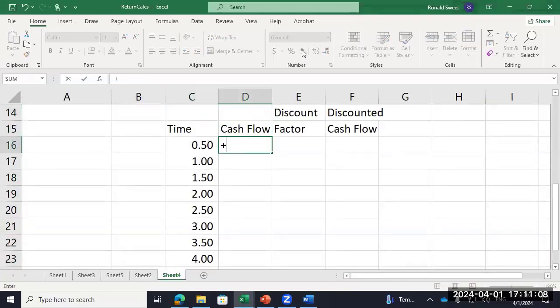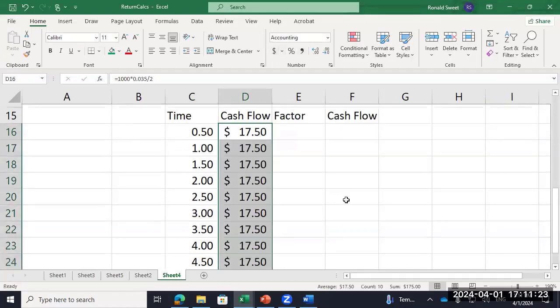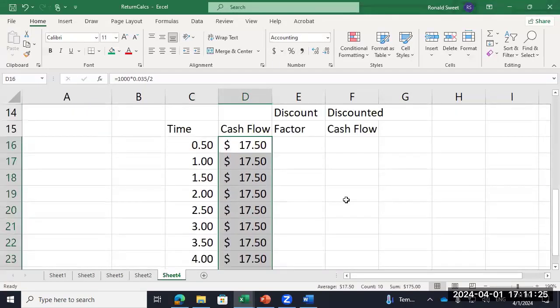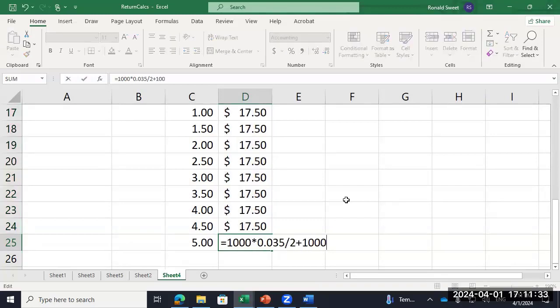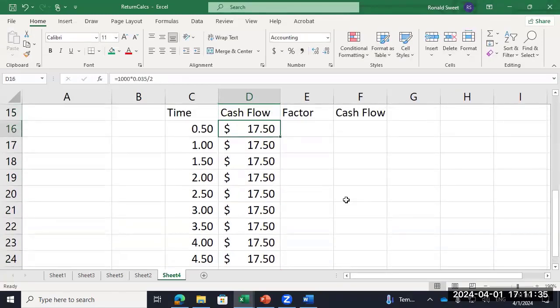What's your cash flow? $1,000 times 3.5% divided by 2. Everybody see that? Your cash flow is your $1,000 face times your 3.5% coupon divided by 2. Y'all remember doing this in 3013? Except for what? When does that change? When you get not $17.50 but $1,000 at the very end. How hard was that forecast to do? Pretty easy, right? A lot easier than forecasting the cash flow for an NVIDIA stock, isn't it?